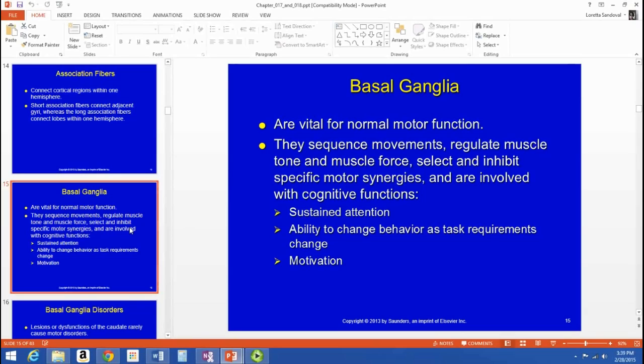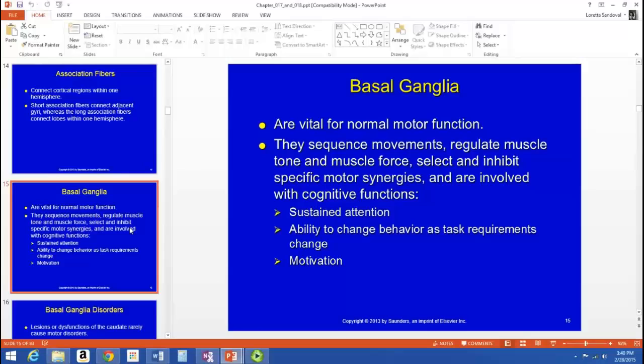And we talked about it specifically having to do with motor issues and motor control, but there are some functions that it has with attention and motivation and task changing, that sort of thing. So basal ganglia are, of course, vital for normal motor function. They sequence movements, they regulate muscle tone and force, this should all sound familiar, and they select and inhibit specific motor synergies. So the cognitive functions that they're involved in are sustained attention, like paying attention during a 25-minute lecture, or the ability to change behavior as task requirements change.